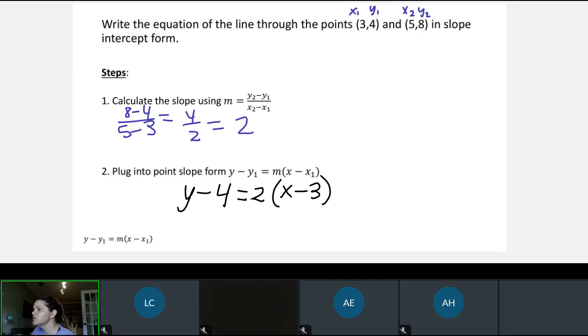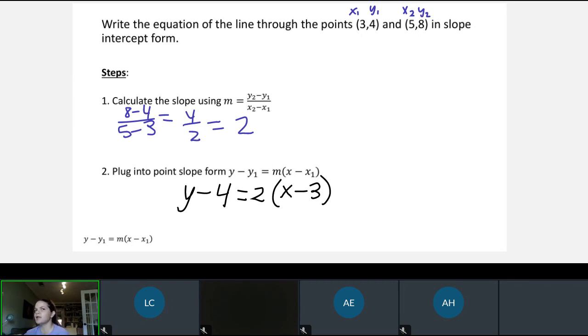If you wanted to use 5 and 8, it's totally fine. You can use 8 also. So if you used your x2 and y2, or you used 5 and 8, you'll still get the same answer once we simplify. Okay, so that's totally okay. Whatever makes sense to you. Yeah, you can use either point.